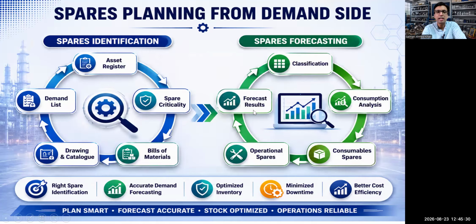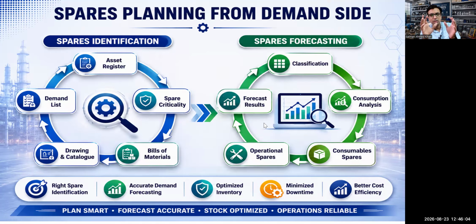Now, this is basically the cycle of spares planning from the demand side. I talked about spares identification in my previous slides, and how do you do that? First, you have the data of the fixed assets in your database, and that database could be any software, related to SAP, Oracle, or whatever you have. So once you have an asset register, you assess the spare criticality with reference to the bill of materials of the plant and machinery.